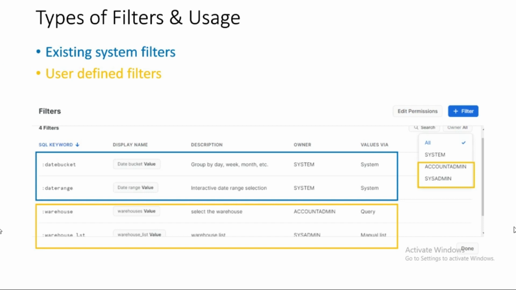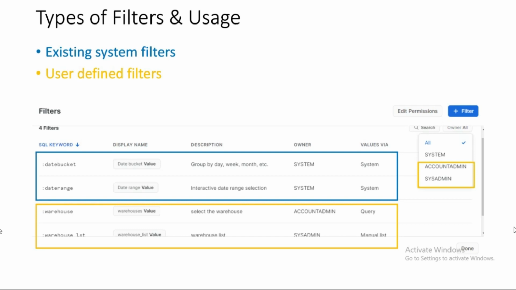Next, coming to the types of filters and their usages. There are two types of filter: one is the system level filter and the other is the user defined filter. The system level filter comes with two filters, the date bucket and the date range, which will be created by default in any dashboard created in Snowsight.